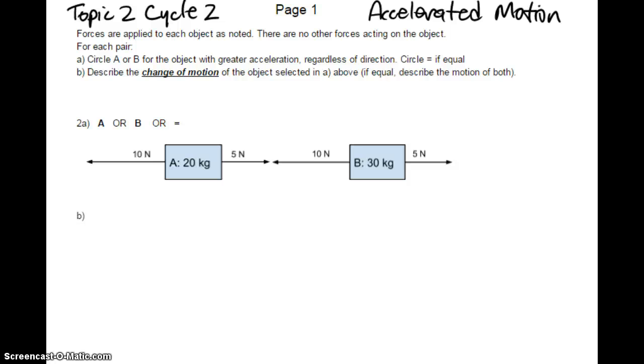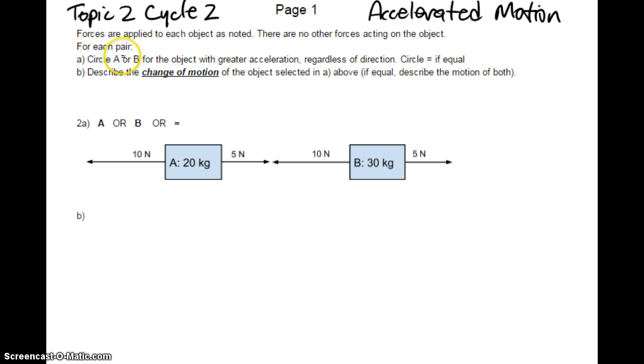Hey, physicists, want to go over a couple of the problems that seem to have caused the most issues on our most recent test from Topic2Cycle2 on accelerated motion. And I'll pick a little bit from each page. So on page 1, remember we ended up having objects that had forces applied to them.